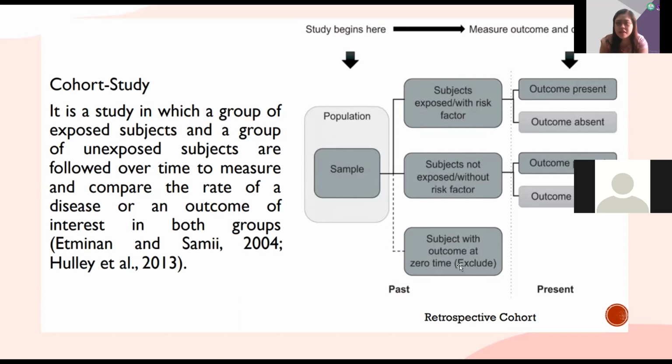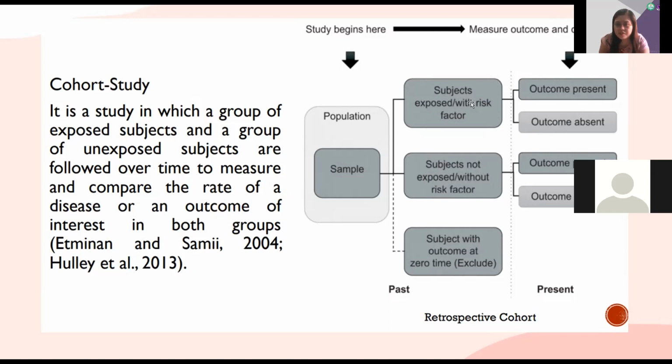So, ang mga subjects with outcome already during the time nga nagsugod ka, wala na sila'y appeal. And then, tanawon nato during the present time kung nagkaroon ba sila o katong outcome or sakit nga atong gina-check. Okay, so this is again in the present time. Kani sila naay sakit, kani sila walay sakit.